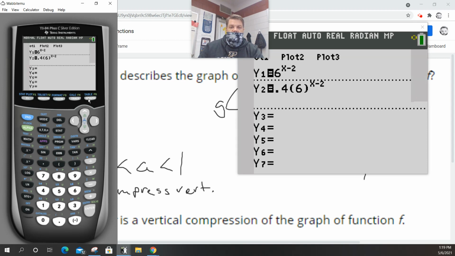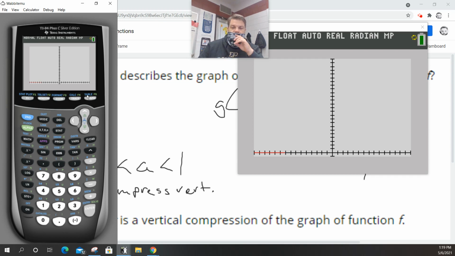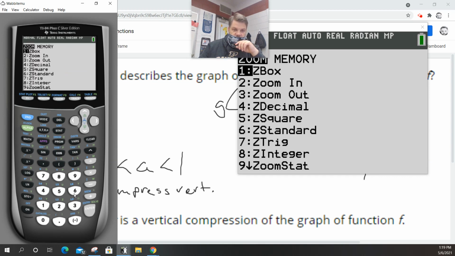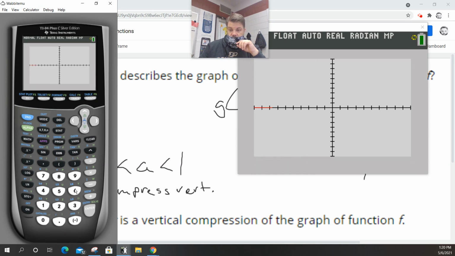So now when I hit graph, remember the red one is the f of x. And then the blue one is g of x, but it's just going to be compressed vertically. So it's just going to squish it a little bit. And that's it. Okay. If I just do a standard zoom, you could see it a little better, I guess. The blue line is, you're just taking the red line and squishing it.